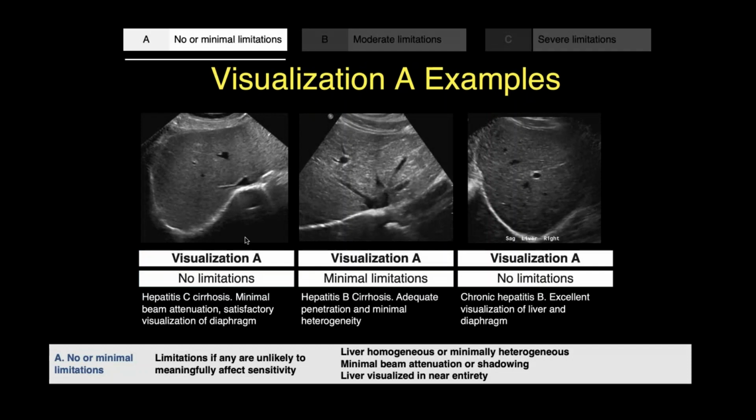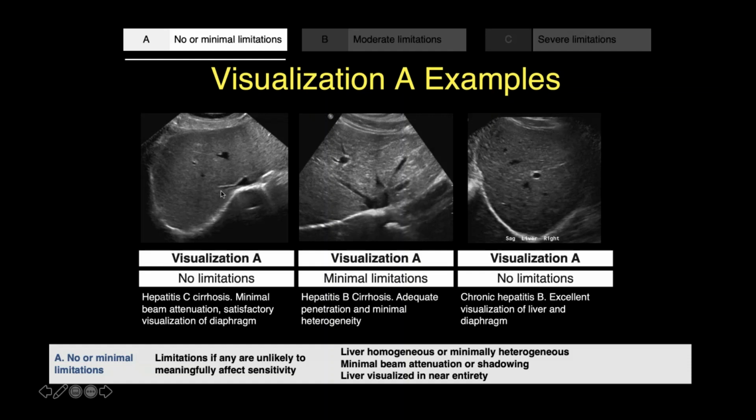Okay, so first, visualization A examples. It doesn't mean that the exam has to be perfect. It just means that you have either no limitations or just minimal limitations. And so we have some examples here.